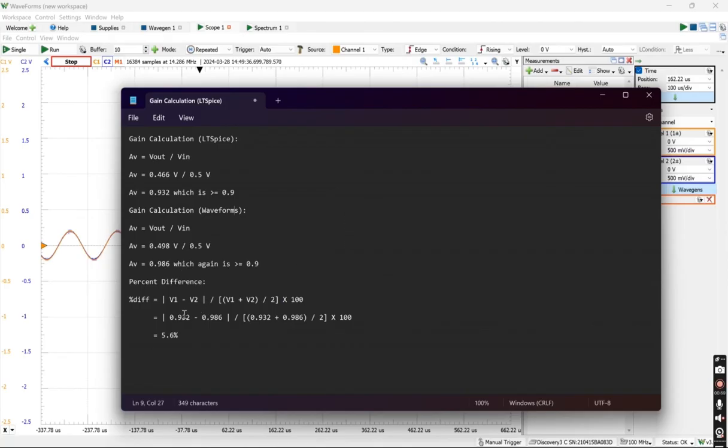Now if we take the percent difference between these two values, we have V1 minus V2 divided by the sum of the two values divided by 2, all times 100. When we perform this calculation, we get that the difference between the two gains is roughly 5.6%, which is accurate and concludes that we have successfully completed the project.